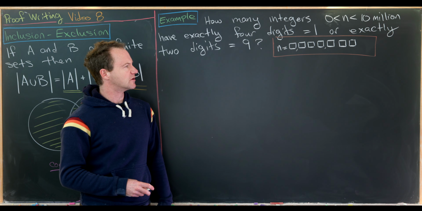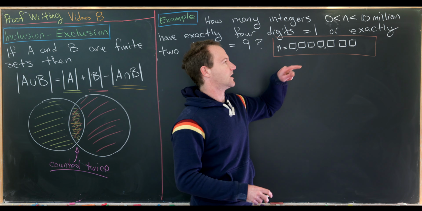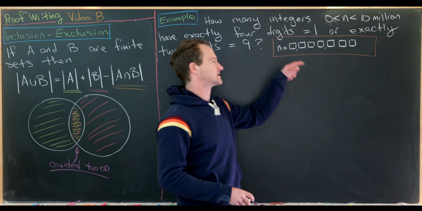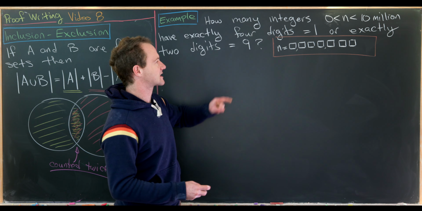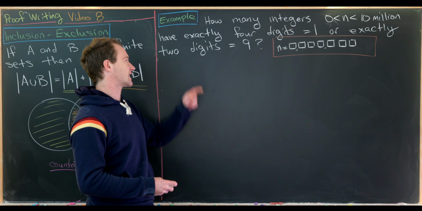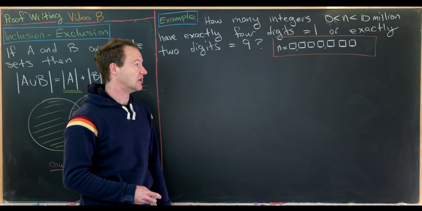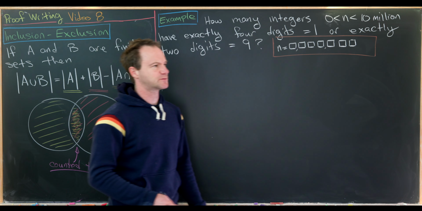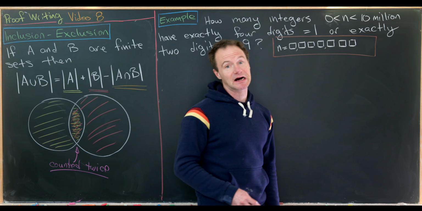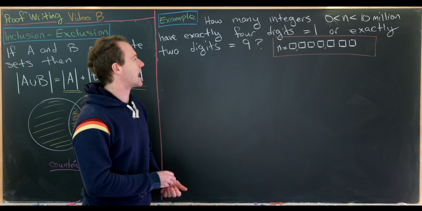Okay, let's also notice that 0 is not a possibility in this setup, even with leading zeros, because we must have either exactly 4 digits equal to 1 or exactly 2 digits equal to 9, which means the smallest such possible number would be 99. Okay, so now let's get counting.